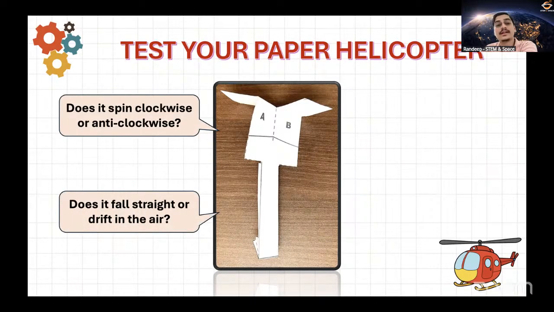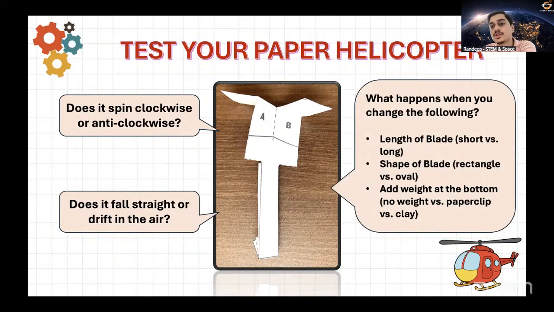Secondly, you can also test if it is falling straight or is it drifting in the air. For example, the one which happened with me right now, when I released both the helicopters, the one with the longer blades was drifting in the air for quite some time, while the one with the shorter blades fell almost straight through the air to the ground immediately. Okay. And there are some other parameters also which you can try to change and test your helicopter.